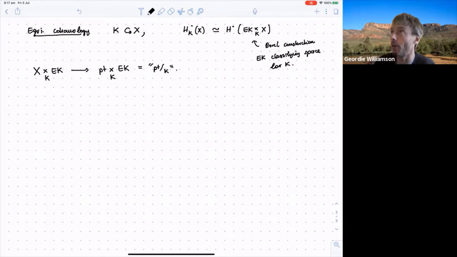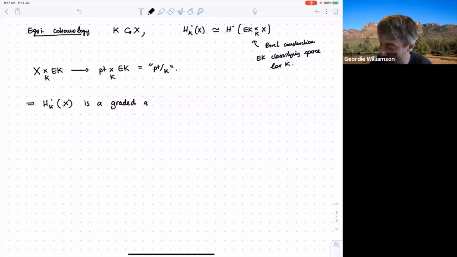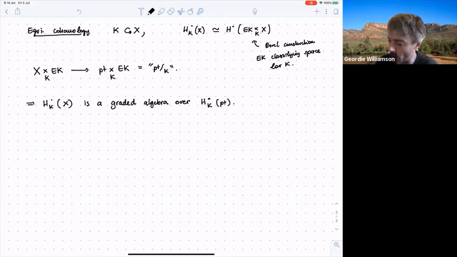So what that tells us is that the equivariant cohomology of X is a graded module, or even graded algebra, over the equivariant cohomology of a point. So the equivariant derived category, whatever it is, you can think about it as a setting for equivariant cohomology, just as the normal derived category is a setting for cohomology.